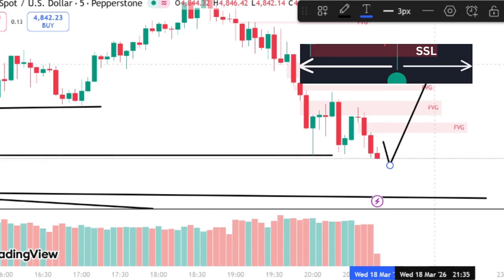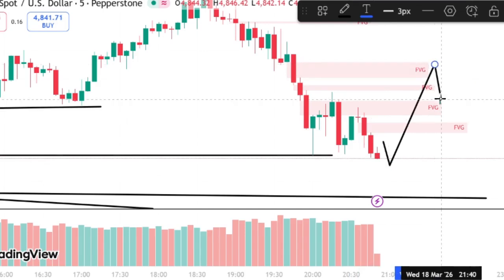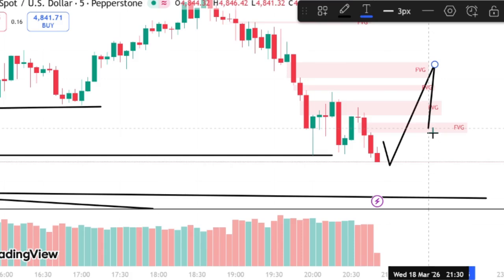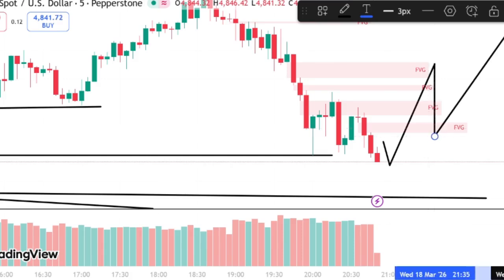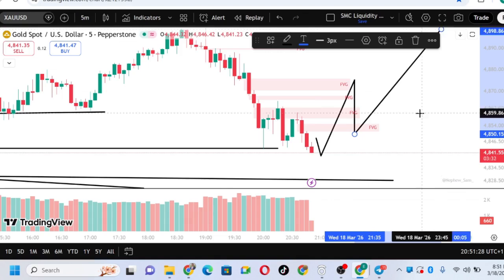Just like I showed you earlier, create a fair value gap, come back to the fair value gap, boom, and fire down, fire to heaven. That's what 9 out of 10 times has to happen. Yes, that's a possibility that has to happen.